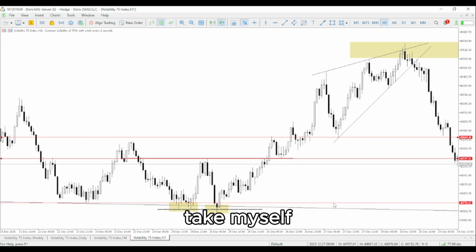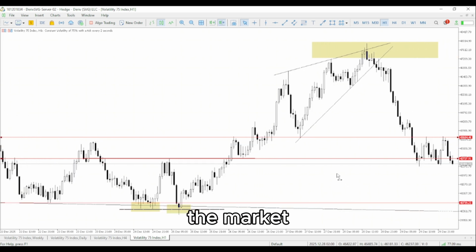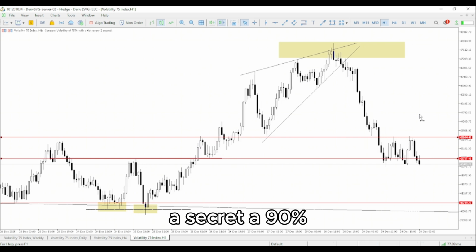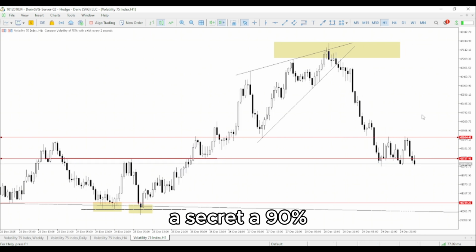Once I take my sell, you can see the market is still selling. It's going to sell to target T. This is target T right here. So this is a secret 90% winning strategy. This strategy, if you apply it to your trading method, you will definitely see more wins and fewer losses.